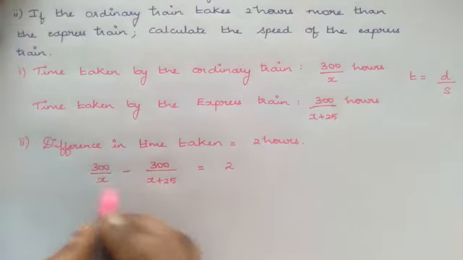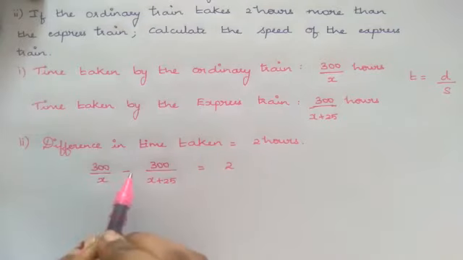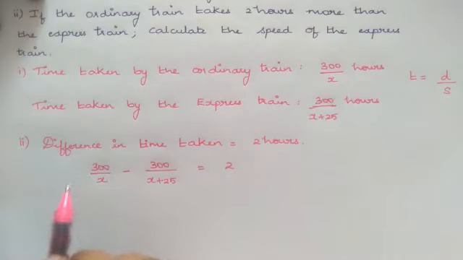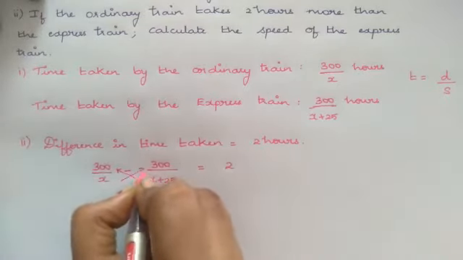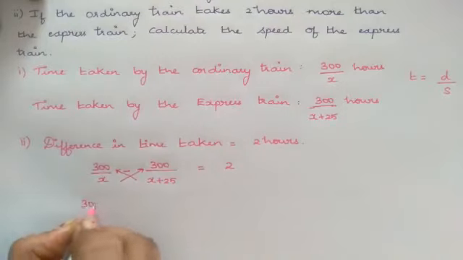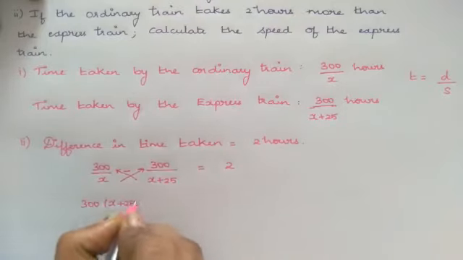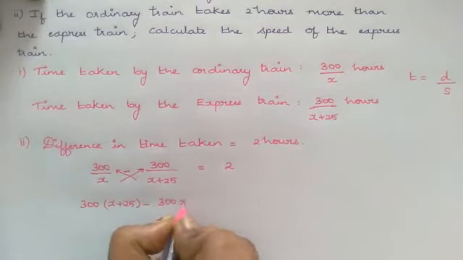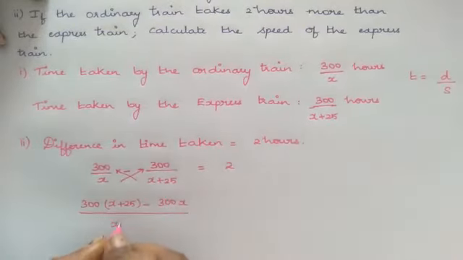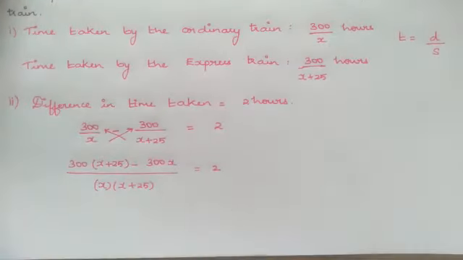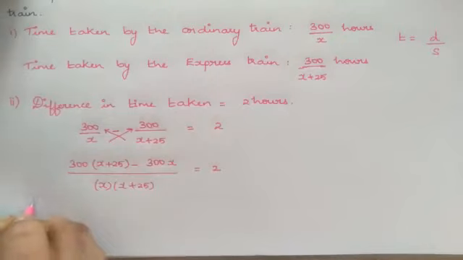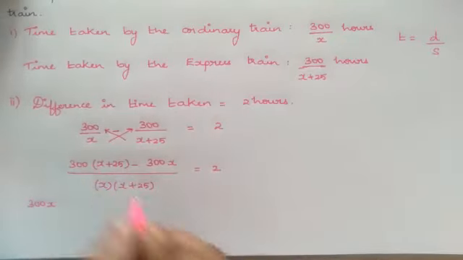So now we need to solve these two fractions. That is, they are fractions which are being subtracted. So let's go on with the cross multiplication method, by which we are going to make the denominators the same for the two given fractions. So x plus 25 will be multiplied here, x to the opposite side. So this will be 300 into x plus 25 minus 300 into x, by the common denominator x and x plus 25, which is equal to 2. Okay. Now let's multiply it inside.